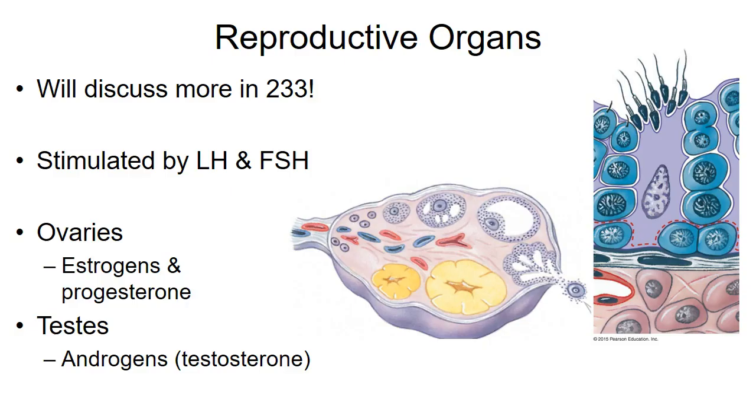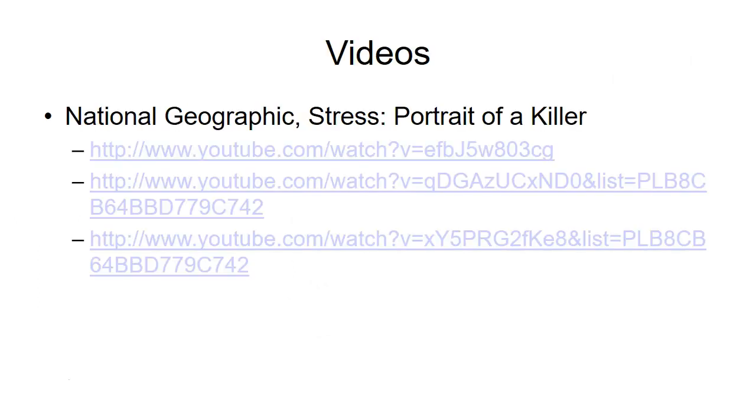Okay. So we'll talk more about these reproductive organs. We've talked enough about these to know that LH is more involved with promoting the sex steroid formation. FSH is a little bit more involved with promoting the formation of the gametes, so oocytes and sperm. Okay? All right.